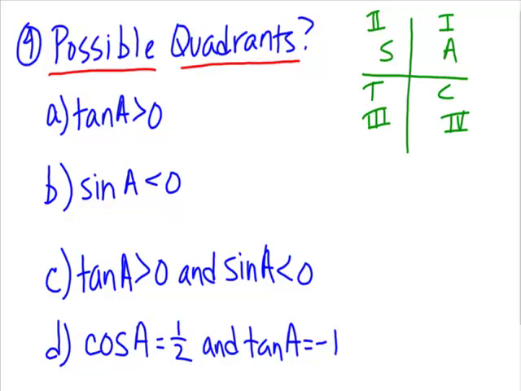So, what quadrants would I find tan positive? Well, everything's positive in quadrant 1, so I can go to quadrant 1, or, in this particular case, tangent's the only thing positive, so I could go to quadrant 3. Where do I find sine less than 0?